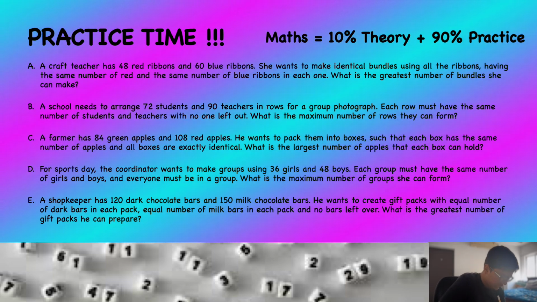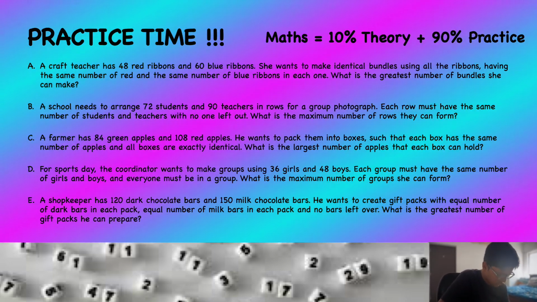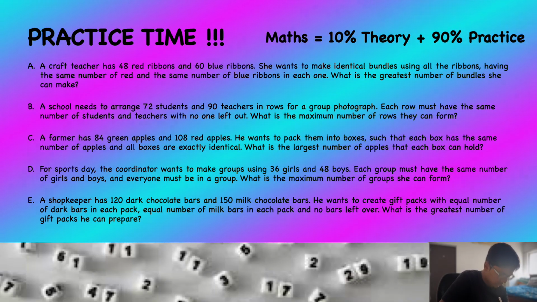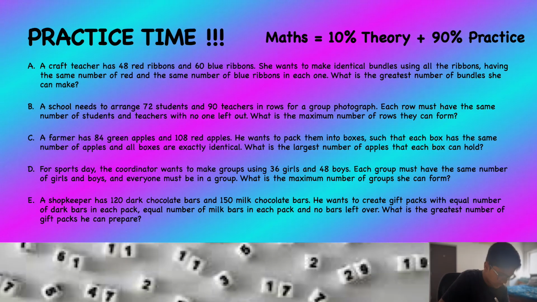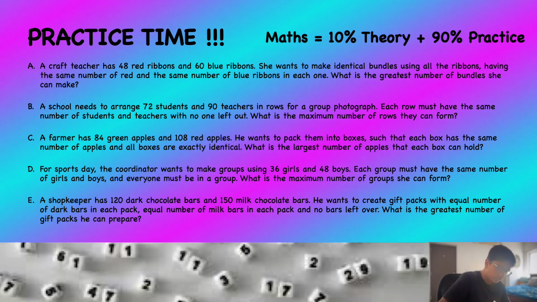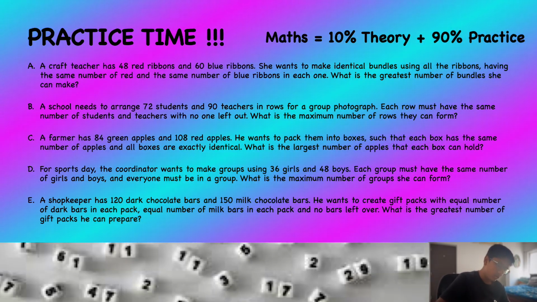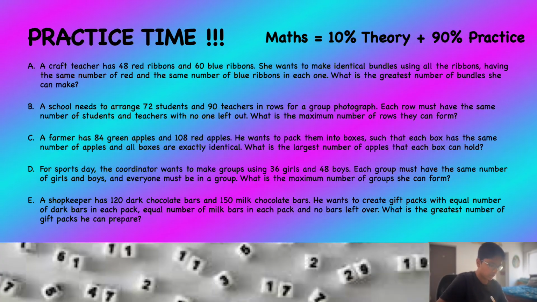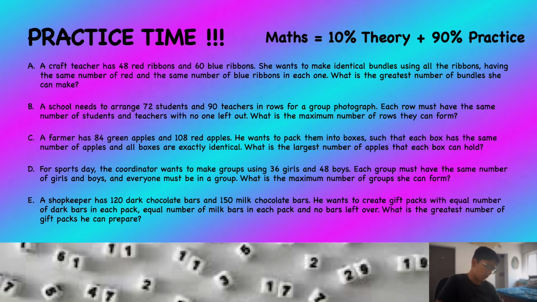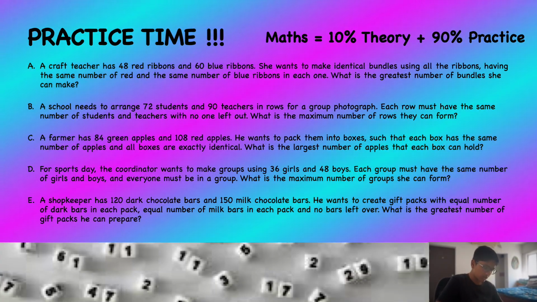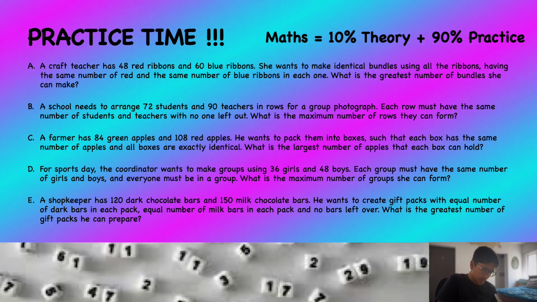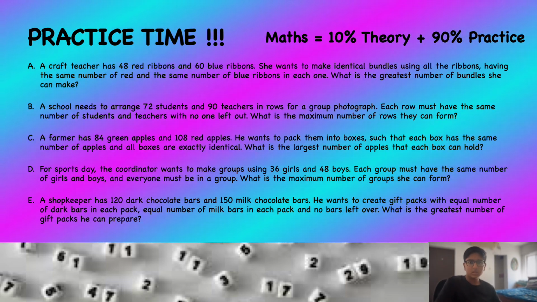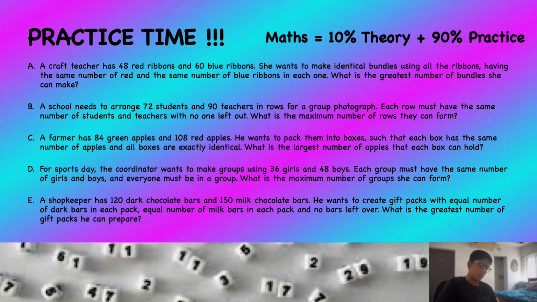And then 90 is 1, 2, 3, 4 won't come, so 5, 6, and then 8 also won't come, 9, 10, and then 15, and then 30, 45, and 90. So what we can find common is 1, 2, 3, 6, 9, and that's it. So the maximum number of rows, the biggest one, 9, is the answer.